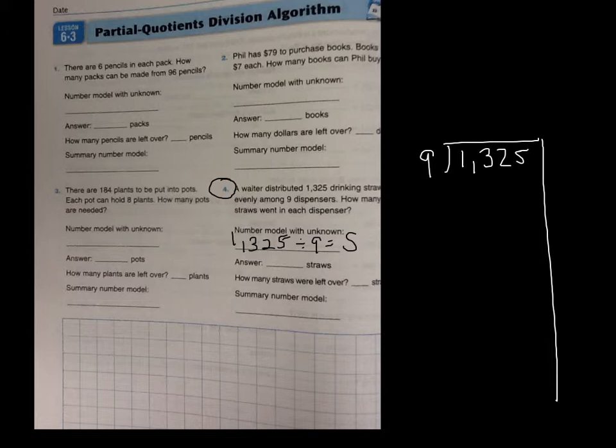Let's think of some groups before we start. We always start with the 10. So 10 groups of 9s is 90. That's not even close to our answer.